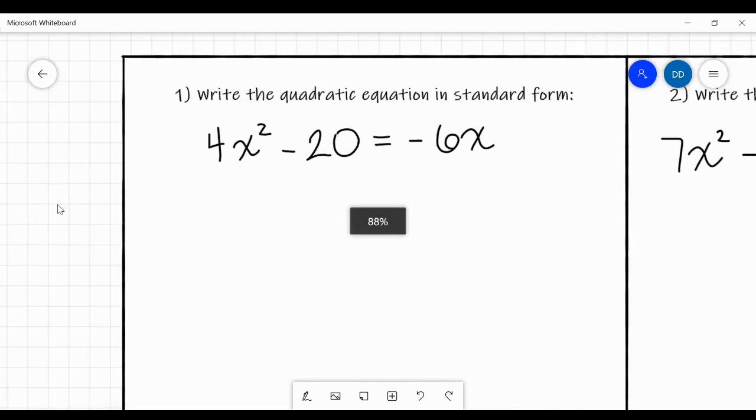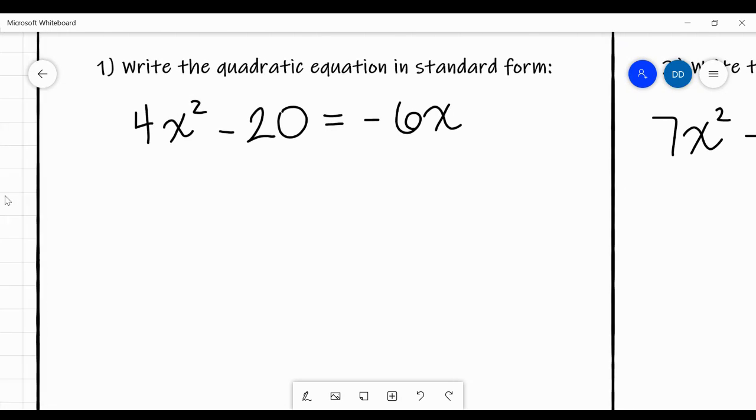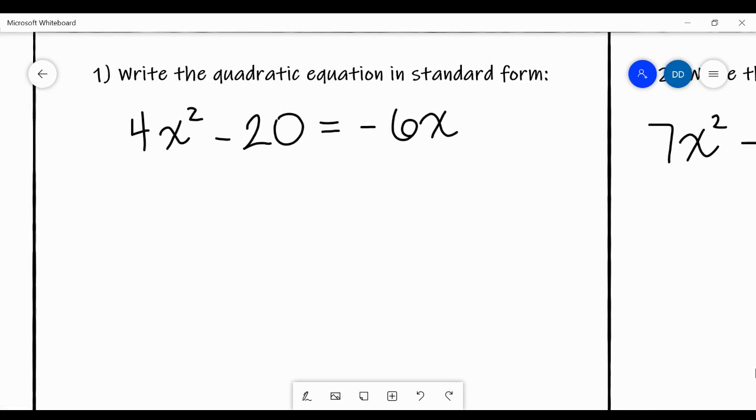It says write the quadratic equation in standard form. So we have 4x squared minus 20 equals negative 6x. The main thing here is we have this negative 6x on the right side, but we want that to be 0. So we're going to use our knowledge of solving equations, and we are going to use inverse operations. In order to move this negative 6x over here, I'm going to add it to both sides.